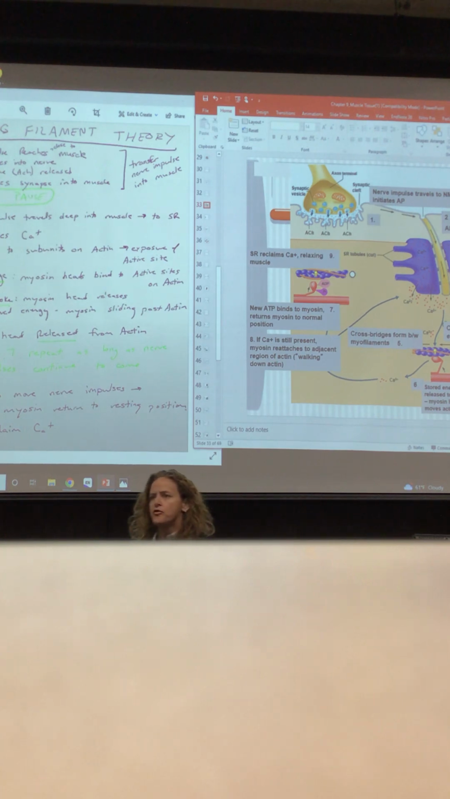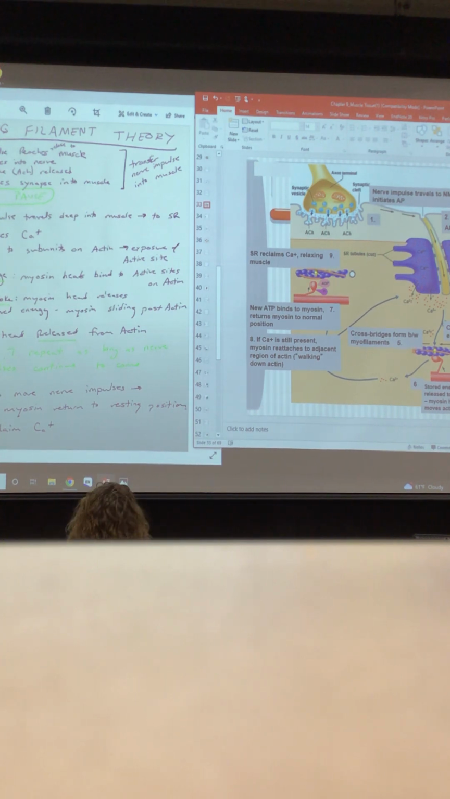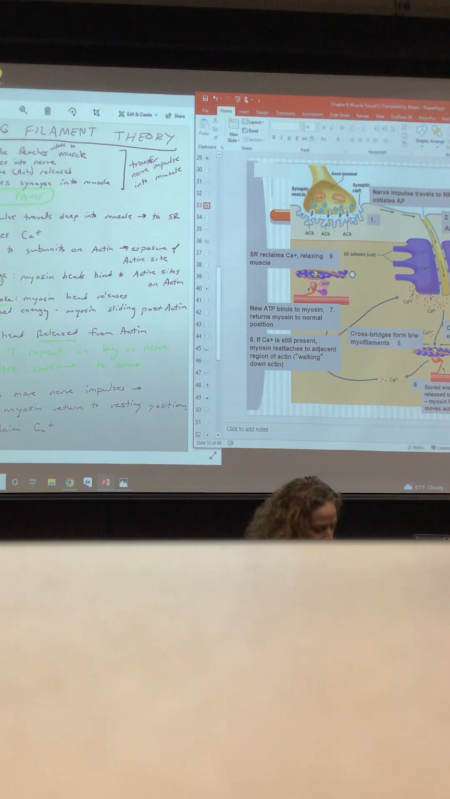Calcium, step number 4. Calcium travels and binds to a subunit on actin. There is a shift to expose the active sites. Step 4: calcium binds to the subunits, causing a shift to expose the active sites.